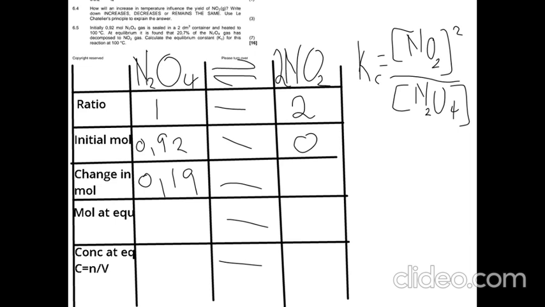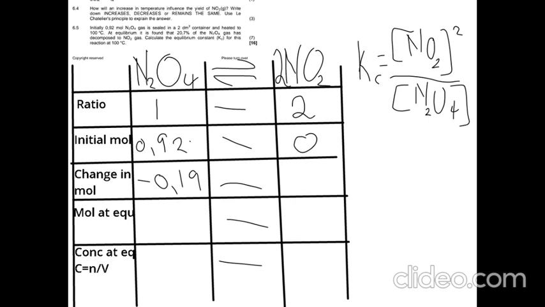Remember, in this case, what is happening to the change in moles? Dinitrogen tetroxide is being consumed. Since I am consuming it, it means I am taking it away, so it's going to be negative here, because I am consuming it. So I'm going to say negative 0.19. Remember, that's from the 20.7% of these moles. Okay, that's an easy one.